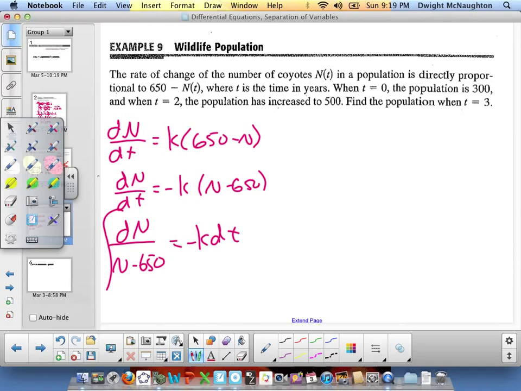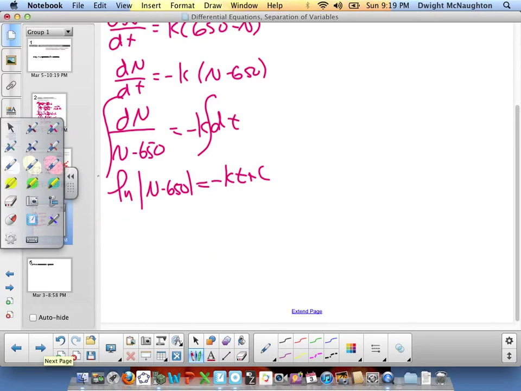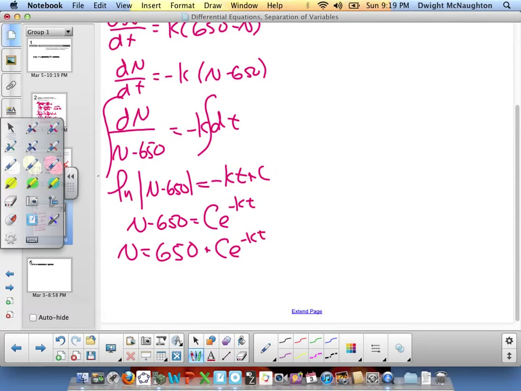As we integrate here, dn over n, that follows the ln pattern. That's why we switched it, so that it would follow the ln pattern. So we got the ln of n minus 650 equals negative kt plus a constant. All right, I'm going to continue to solve, so I'll exponentiate. N minus 650 equals c e to the negative kt. And then we'll add 650. The number of coyotes equals 650 plus c e to the negative kt.